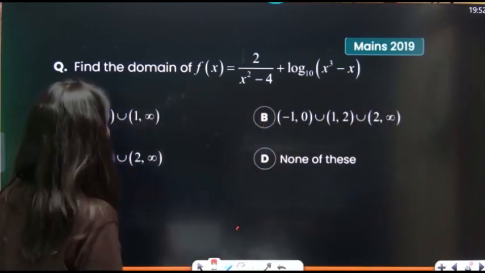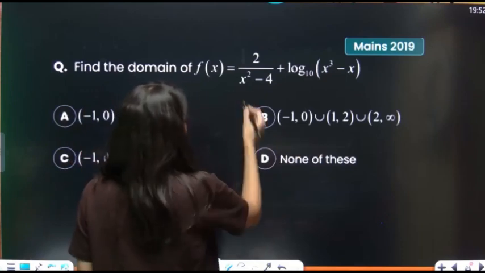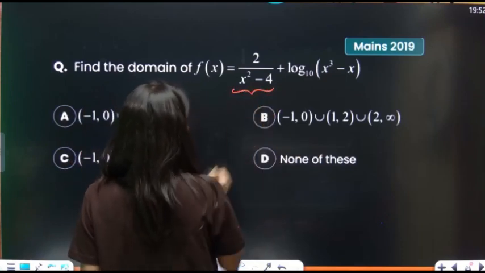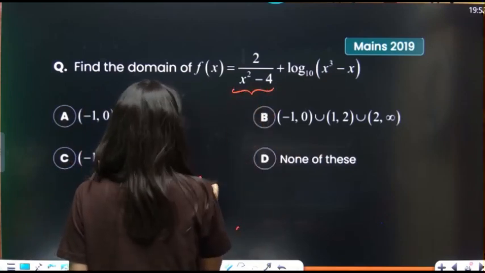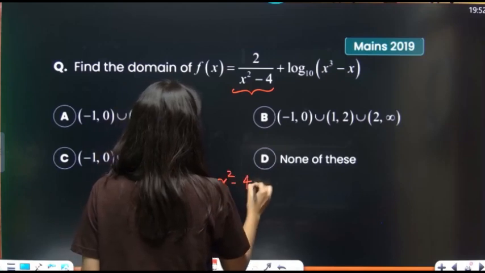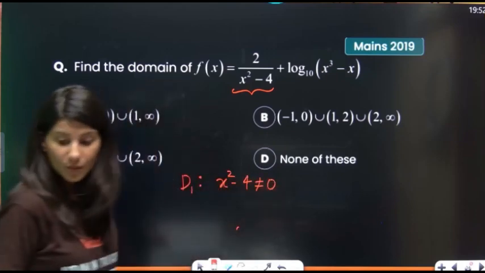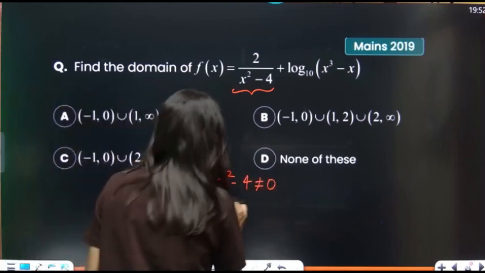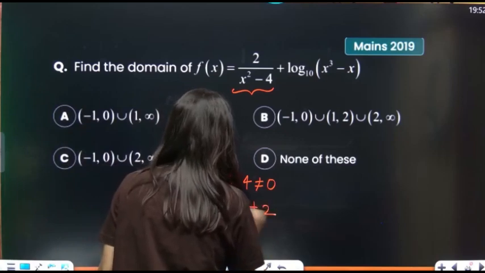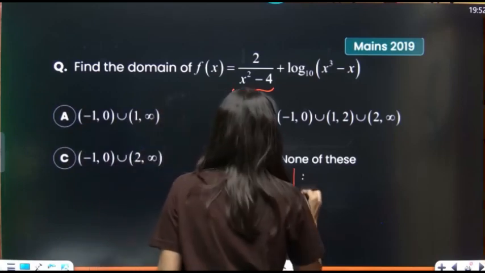Let's do this question. Find the domain again. So this D1 will be what? Tell me. X square minus 4 should not be equal to 0. So x cannot be equal to plus minus 2. This is your D1. What about D2?